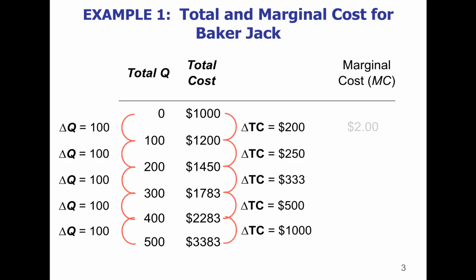Now, marginal cost is going to be the change in total cost divided by the change in quantity. So for every cookie I made in that first batch of 100, it cost me $2 a cookie. The second batch cost me $2.50 a cookie. The third batch, $3.33, and you see how we're going. The marginal cost is rising here because as you produce more batches of cookies, you need to buy more and more inputs.